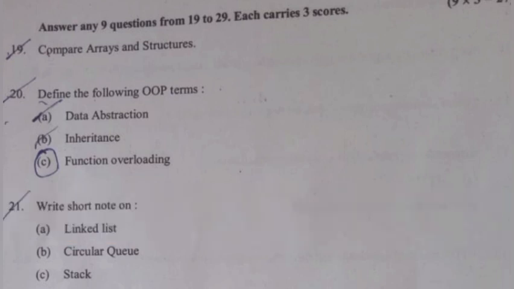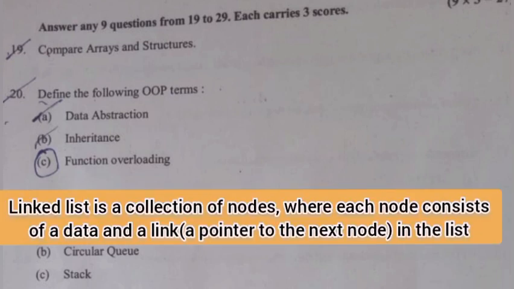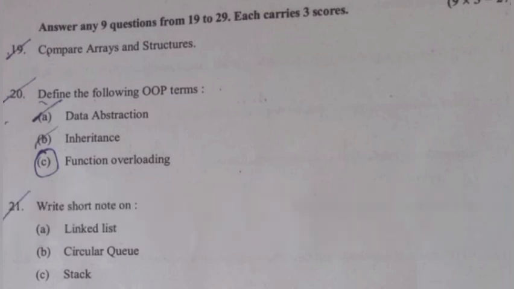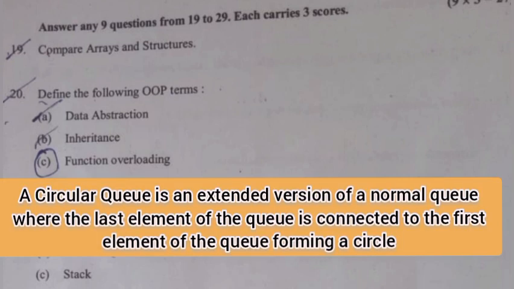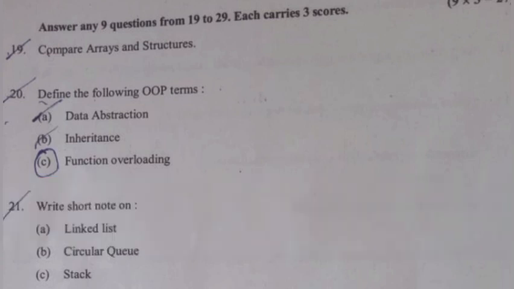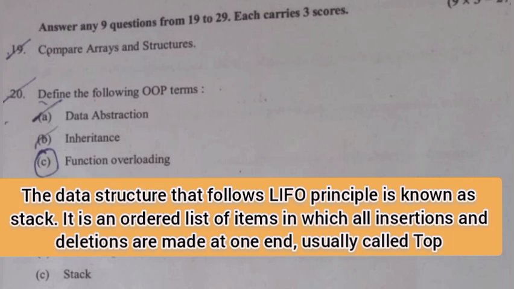21. Write short note on A. Linked list. Answer: A linked list is a collection of nodes where each node consists of a data and a pointer to the next node in the list. B. Circular queue. Answer: A circular queue is an extended version of a normal queue where the last element of the queue is connected to the first element of the queue, forming a circle. C. Stack. Answer: The data structure that follows LIFO principle is known as stack. It is an ordered list of items in which all insertions and deletions are made at one end, usually called top.